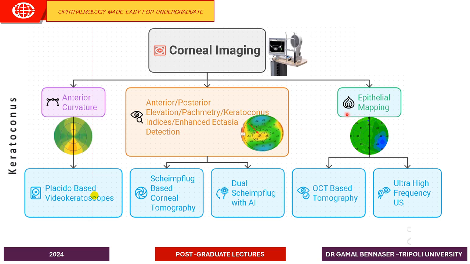And recently they introduced epithelial mapping, which plays an important role in the early detection of keratoconus, either by the use of swept source OCT or by the use of ultra high frequency ultrasound. So we will speak in detail about the epithelial mapping. We already spoke about the elevation-based tomography in the lecture of topography. So we will highlight some important points in the tomography that help us in the early detection of keratoconus. And we will speak about the staging of keratoconus as well as the progression detection.